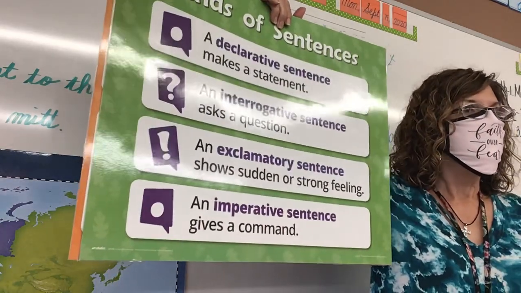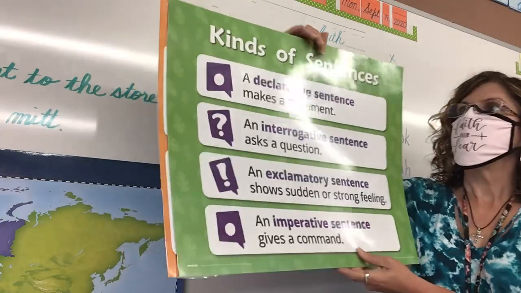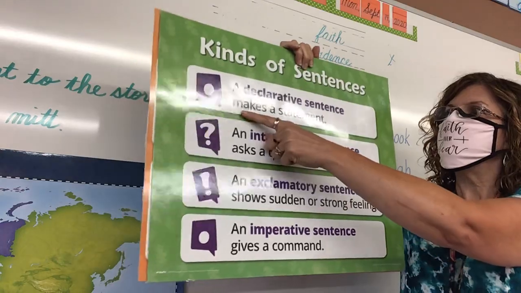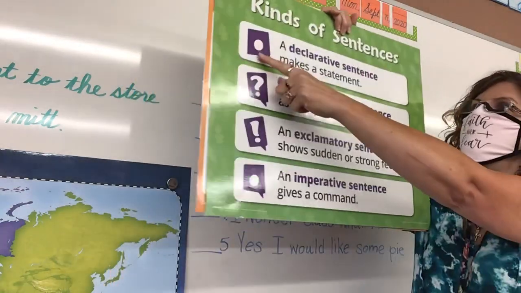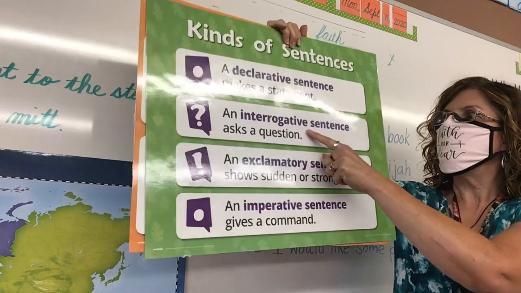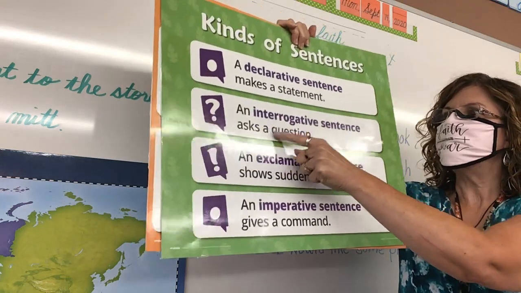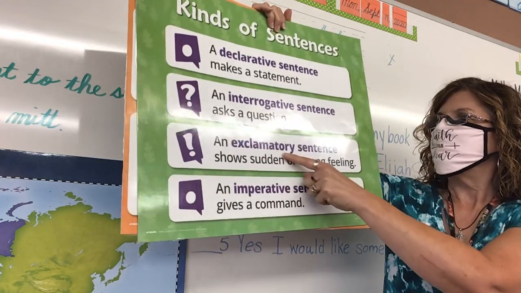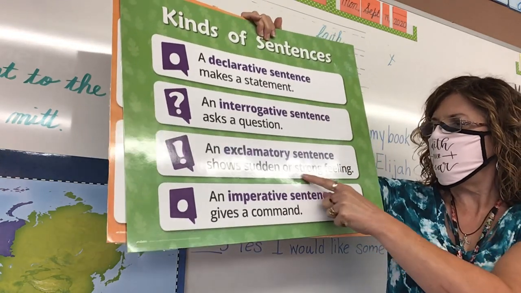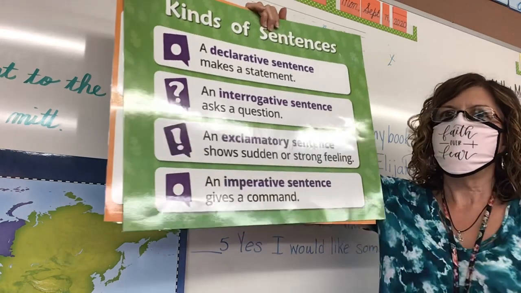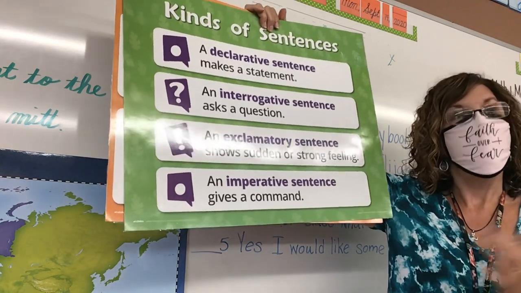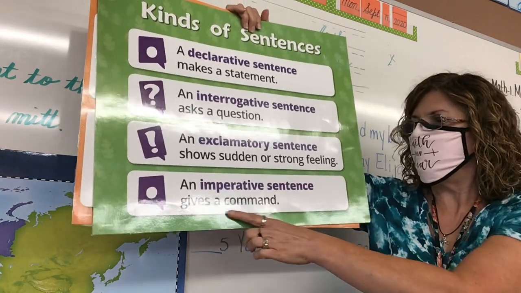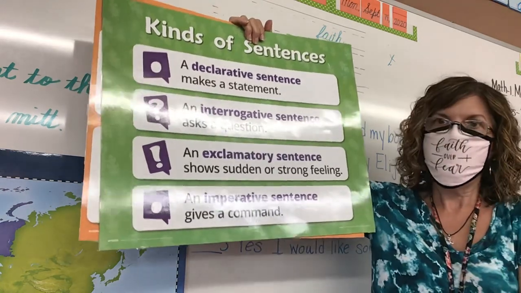The first thing you'll have to do is read the sentence and tell me what kind of sentence it is. So what are the 4 kinds of sentences? Declarative sentence, which makes a statement and ends in a period. An interrogative sentence, which asks a question, ends with a question mark. An exclamatory sentence shows sudden or strong feeling, ends with an exclamation mark, or you can call it an exclamation point. An imperative sentence gives a command and ends with a period.